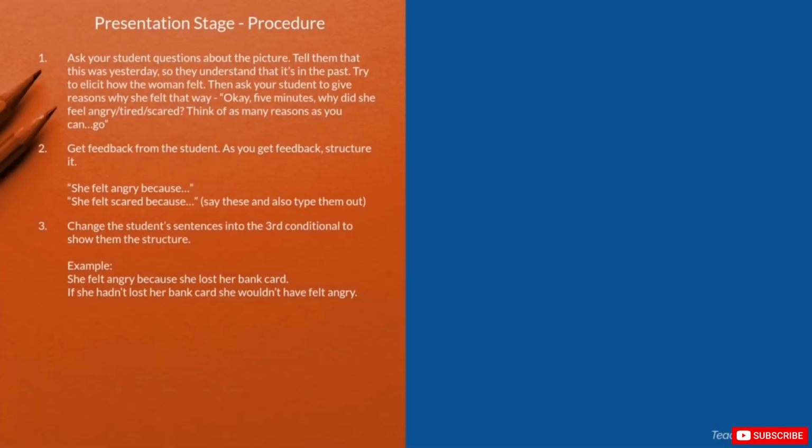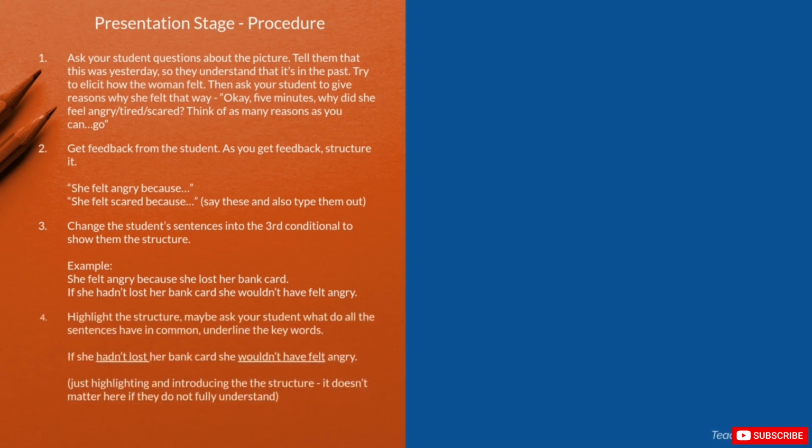So now we've got our feedback from the student. And we're now going to introduce the target language, the third conditional. So we're going to change the student sentences into the third conditional to show them the structure. And just as an example here, they might say, she felt angry because she lost her bank card. And we're going to change that for the student. We're going to do this for them because at this point, they don't know this grammatical structure. So we change it to, if she hadn't lost her bank card, she wouldn't have felt angry. And we're going to do that for every sentence that the student gives us.